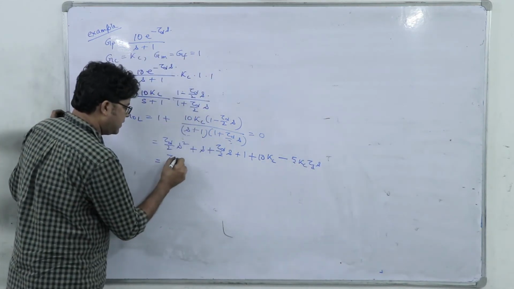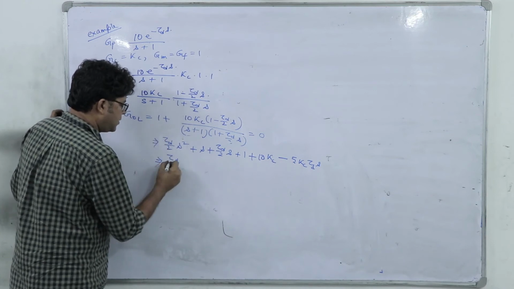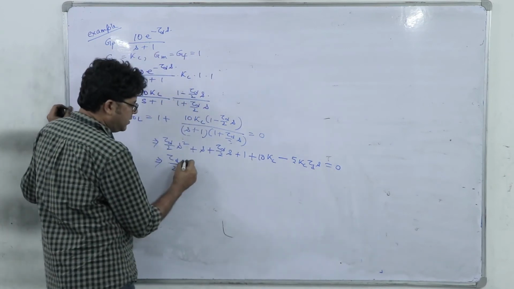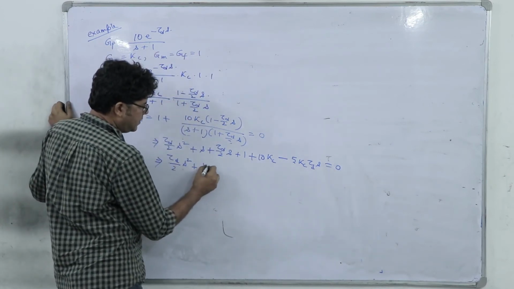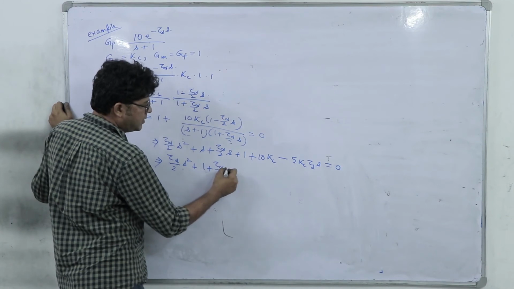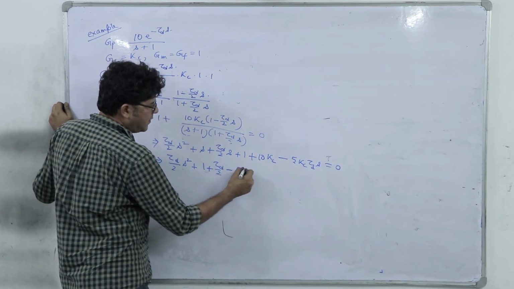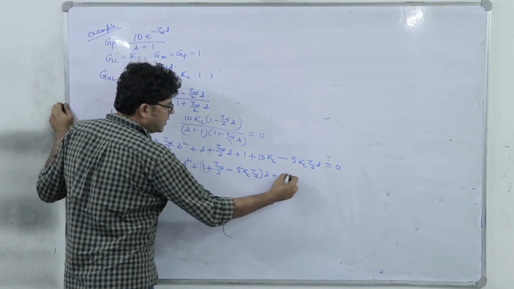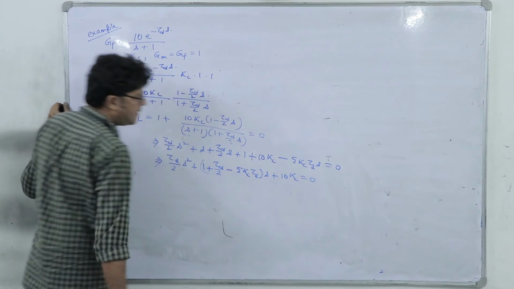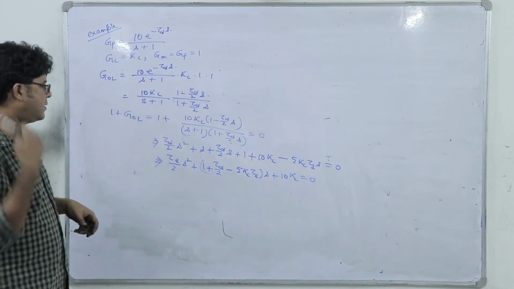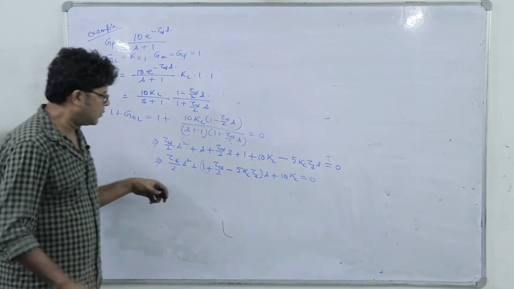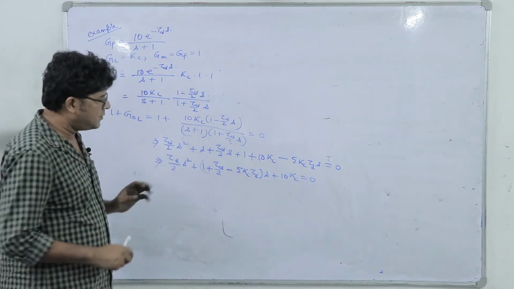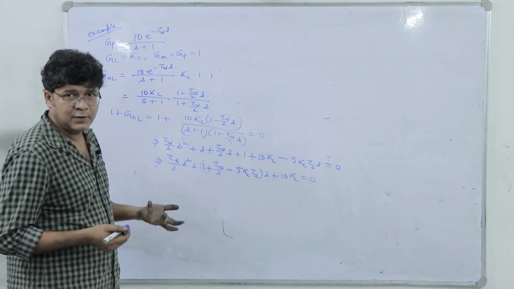So, this is giving you tau d by 2, this is equal to 0, tau d by 2 s square plus 1 plus tau d by 2 minus 5 Kc tau d s plus 10 Kc equal to 0. So, you see here that we have to go for the first test, right, and for a quadratic equation we do not have to actually go for the second test.